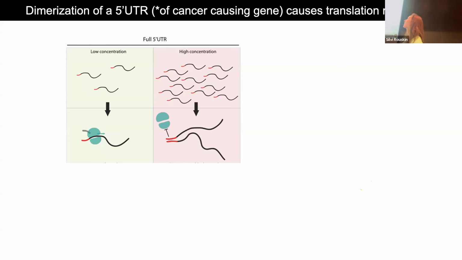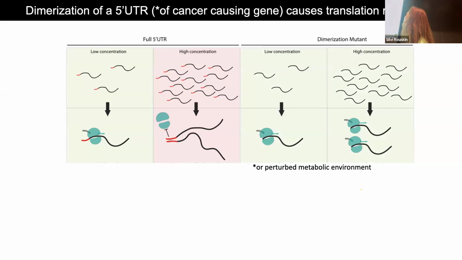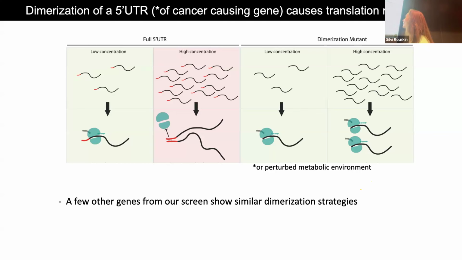So it's kind of like a brake that you can never make too much of this protein because of this built-in brake. And what we found is that if you make this dimerization mutant, or because it's a cancer-causing gene, presumably in perturbed metabolic environments, now even at high concentration, you don't dimerize anymore, and you make a lot more of this protein, and that's a protein that helps you metastasize and spread and so forth. So we're excited about this. It's a totally new mechanism in terms of translation regulation in mammalian cells.